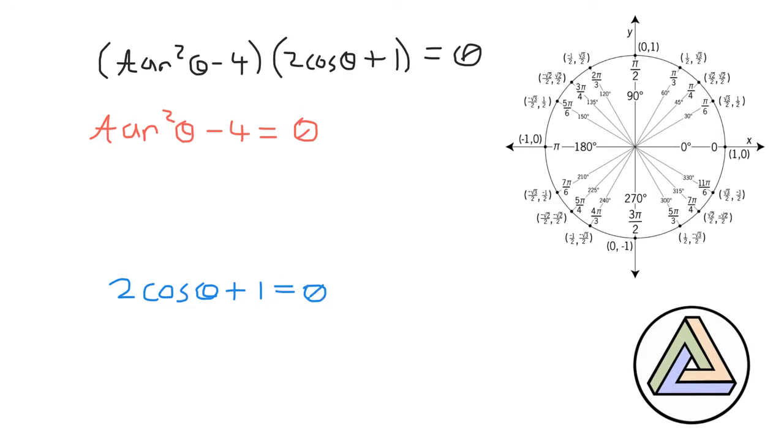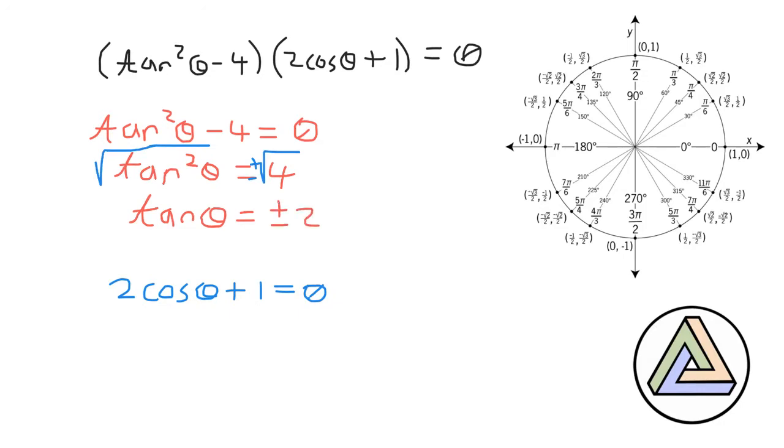Tackling the top one first, adding 4 to both sides, we'd end up with tan squared theta equals 4. And then perhaps taking the square roots of both sides. Don't forget the plus minus, and you're going to end up with tan of theta equals plus minus 2. So we can't really use the unit circle for this because you're not going to be able to find the angle, the tan of which would give you a positive or negative 2.